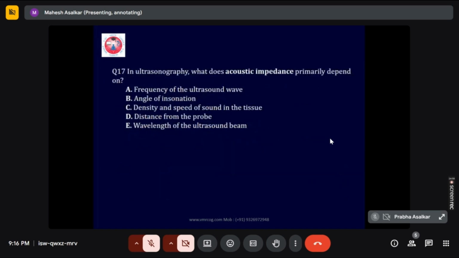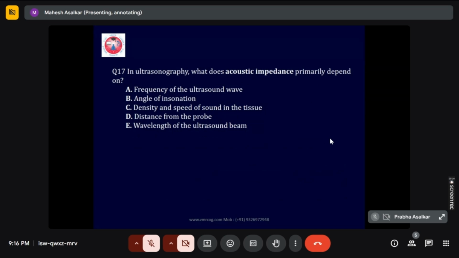Next question. In ultrasonography, what does acoustic impedance primarily depend on? There are many questions on ultrasonography, so please go through the properties of ultrasound. A. Frequency of ultrasound wave. B. Angle of insonation. C. Density and speed of sound in the tissue. D. Distance from the probe. E. Wavelength of the ultrasound beam. C. Density and speed of sound in the tissue.